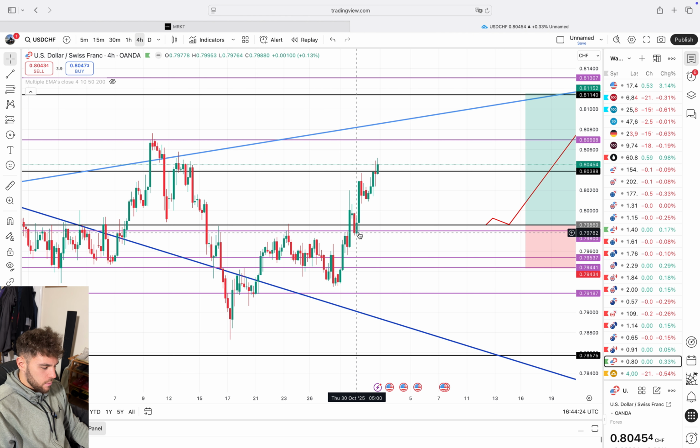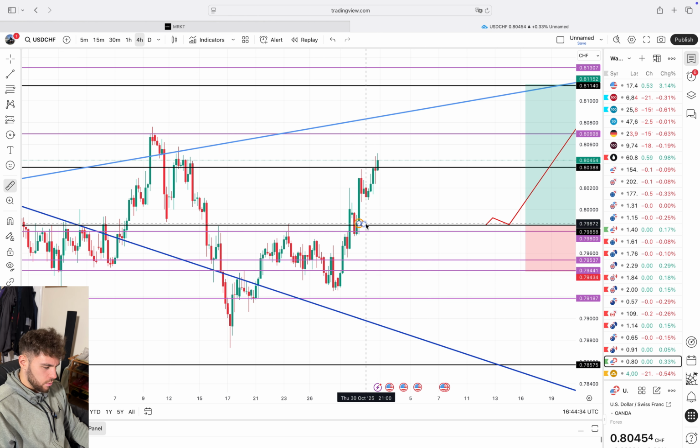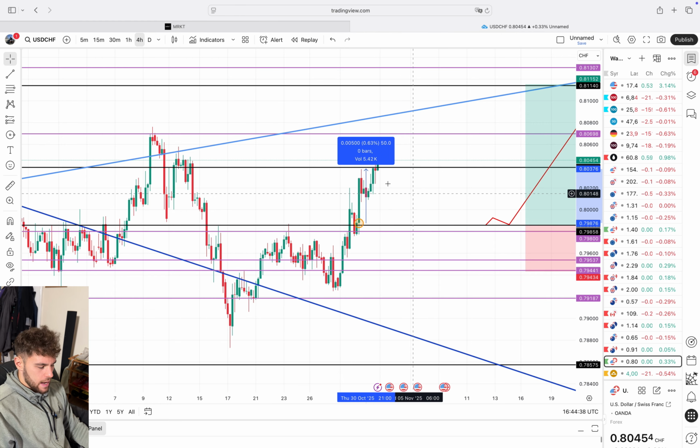But then we got the break and close above this level on the 4 hour. I was in on this break and close here, as you can see. And then we literally got in one candle that first TP, as you can see right on the wick there. I was out of this trade at 50 pips.